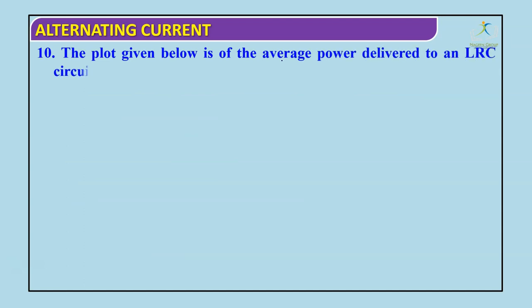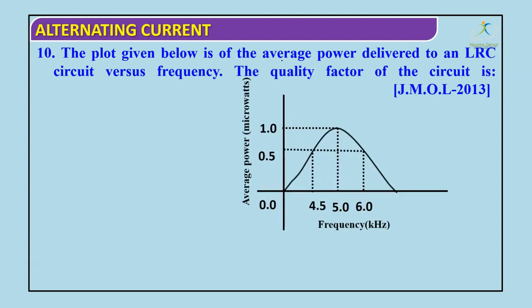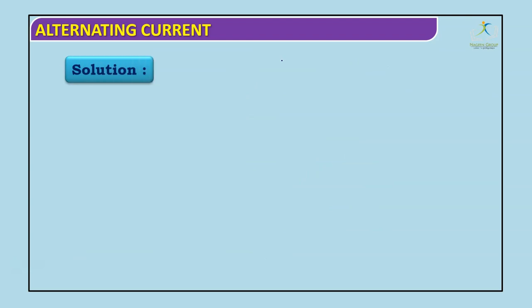Next we have: the plot given below is the average power delivered to an LCR circuit versus frequency. The quality factor of the circuit is, so this is a diagram between the average power and frequency. Options are 5, 2, 2.5 and 0.4. So the correct answer for this question is second. Solution, let us see. Quality factor or Q factor is equal to resonant frequency divided by bandwidth. That means F0 divided by F2 minus F1.